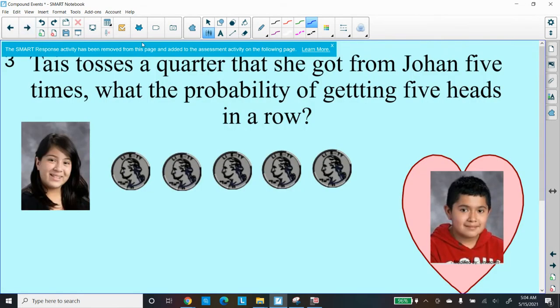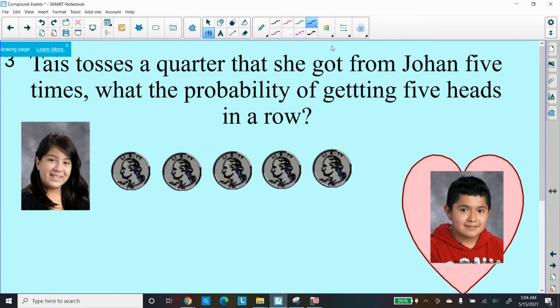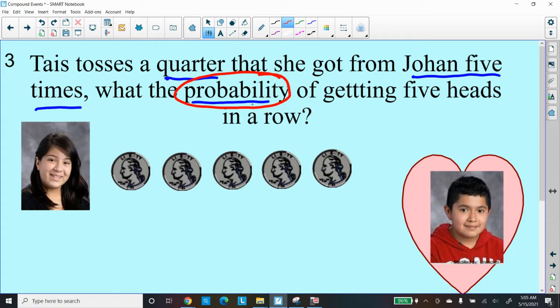Hope you enjoyed it. Here's another compound probability question for you. Here I have my little Thais and Johan. She's going to toss a quarter that she got from Johan 5 times. So 5 times. What's the probability? And remember, probability is a number between 0 and 1. So it's a decimal, fraction, or percent. So we're going to get a fraction, decimal, or percent for our answer.